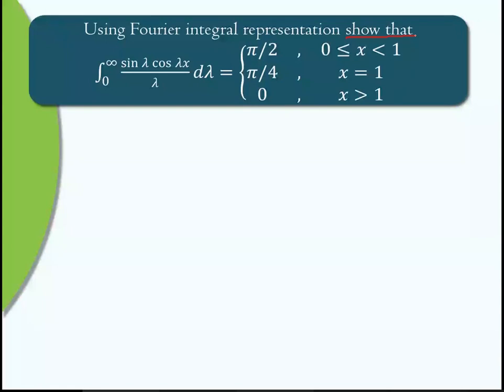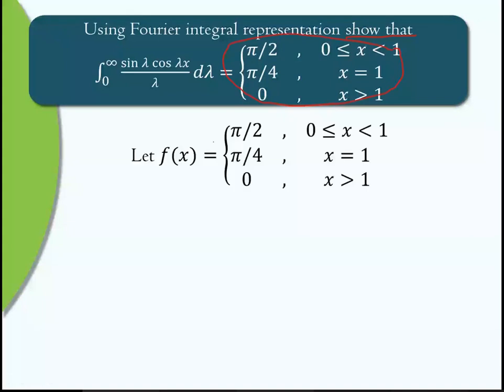So the method is, whatever term is on this right hand side, take all that term as f(x). Okay, first consider all this term as f(x). So f(x) is equal to π/2 for x between 0 and 1, π/4 for x equal to 1, and 0 for x greater than 1.